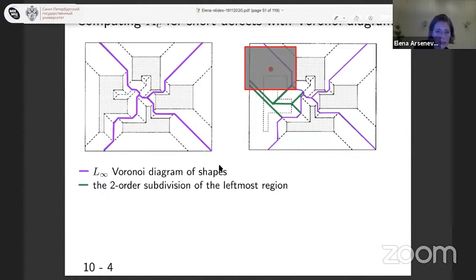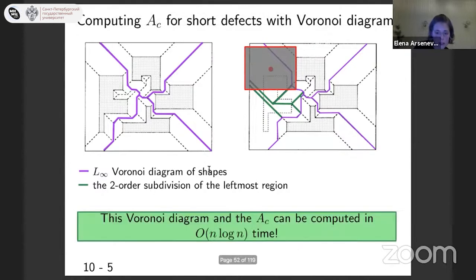And again, this is an easy diagram. It can be computed in O(n log n) time. And the critical area for short defects as well can be computed in O(n log n) time. So are there any questions here?